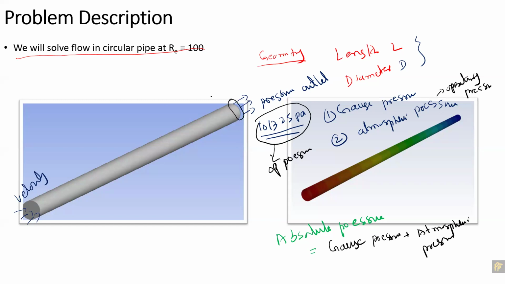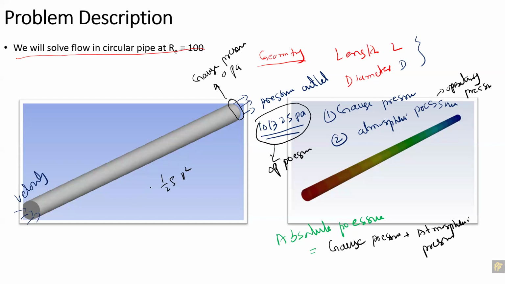But at the outlet, the gauge pressure would be equal to 0 pascals because there is no extra pressure over here. Whatever pressure is from the atmosphere is there, so gauge pressure is 0 pascal. And at the inlet, the pressure will be from the energy you are inputting there, that is from the velocity. So that is going to be 1 upon 2 rho v square.